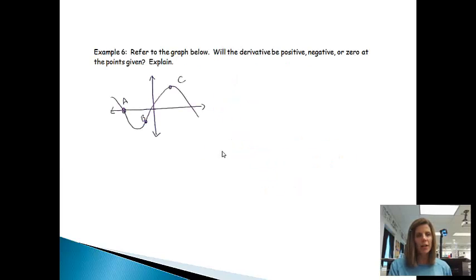All right, the next one says refer to the graph below. Will the derivative be positive, negative, or zero at the points given? And then explain. So first thing we want to do, again, keep in mind that the derivative is just the slopes of the tangent line.